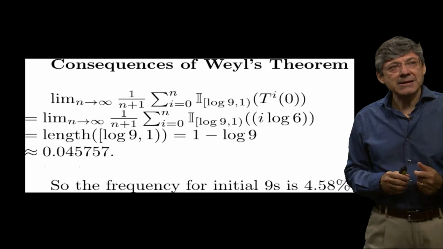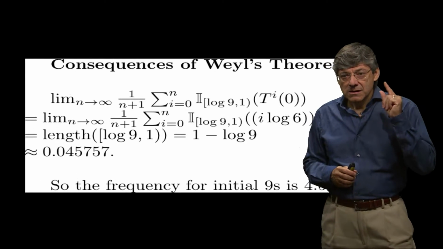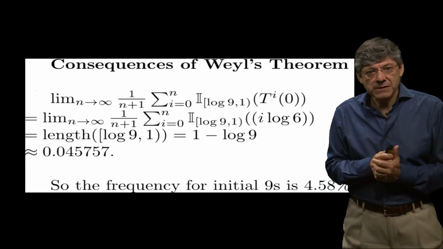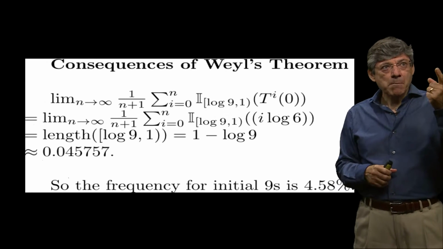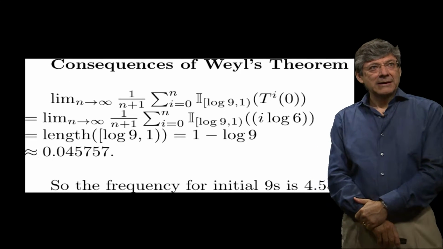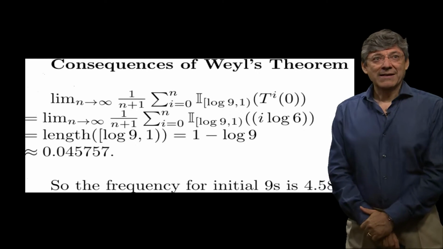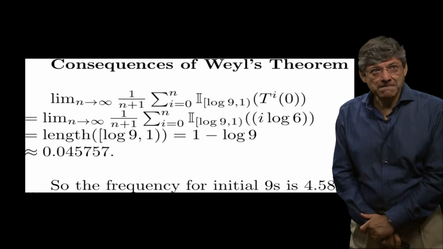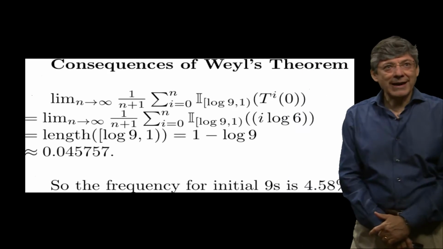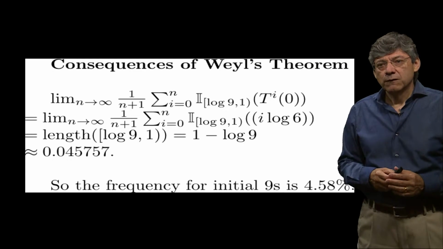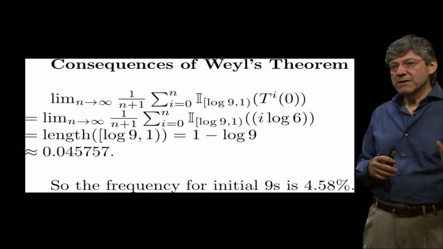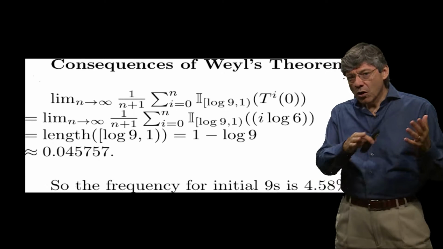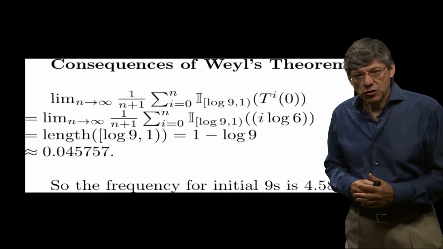And so this is telling us that 9 appearing as a first digit in powers of 6 has frequency equal to the length of the interval [log 9, 1]. The length of that interval is 1 minus log 9, which is approximately 0.0458. So we will say that the frequency of initial 9s in powers of 6 is about 4.58%. That's the frequency of appearances of 9 as first digits in powers of 6, as a consequence of Weyl's theorem on uniform distribution.